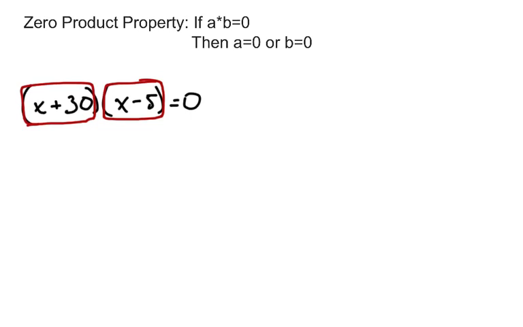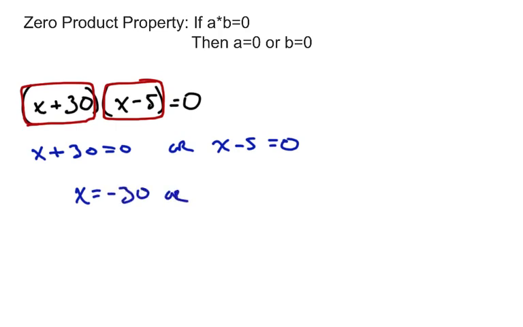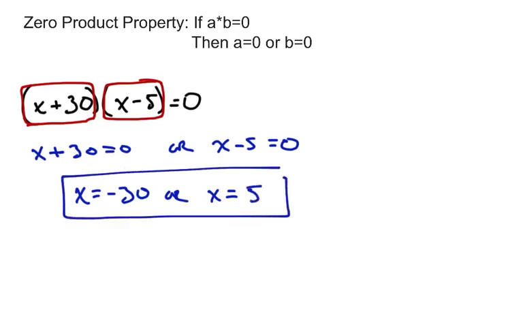And we can use that idea to help us solve this by saying, well, x plus 30 equals 0, or x minus 5 is equal to 0. If x plus 30 is equal to 0, that means that x equals negative 30. And if x minus 5 equals 0, well, we add 5 to both sides. And that means that x is equal to positive 5. And there we get our two solutions to the quadratic.